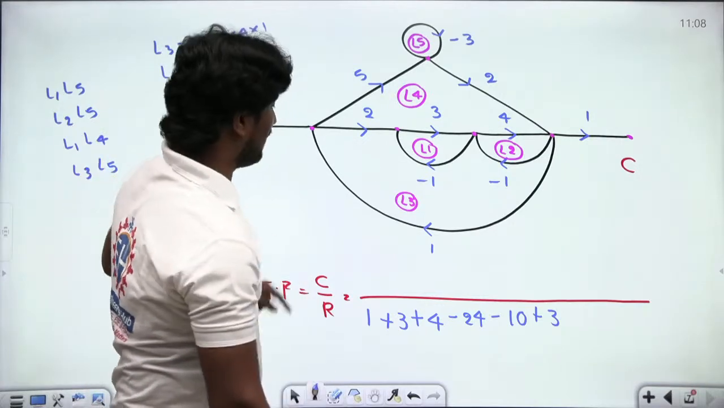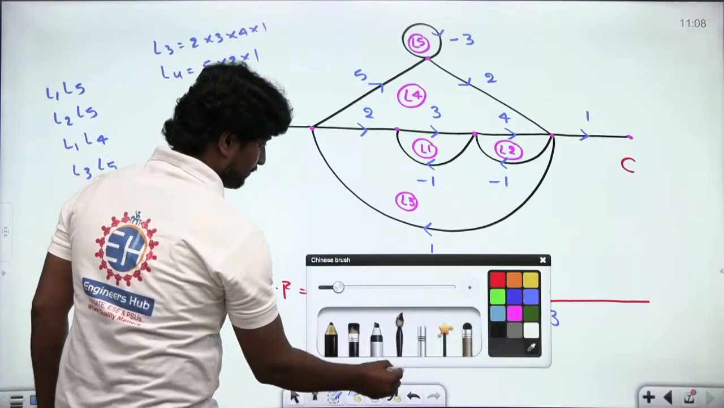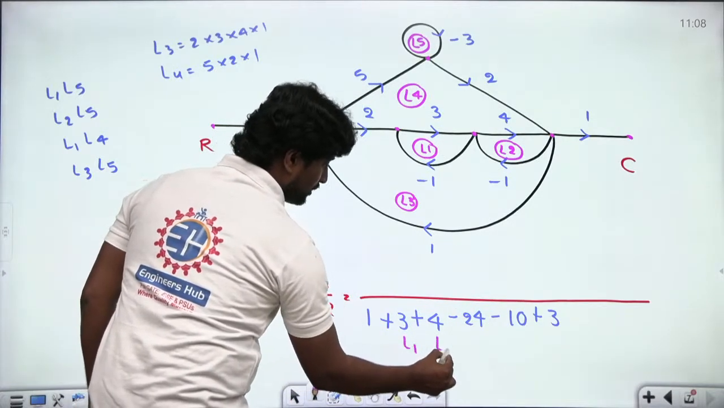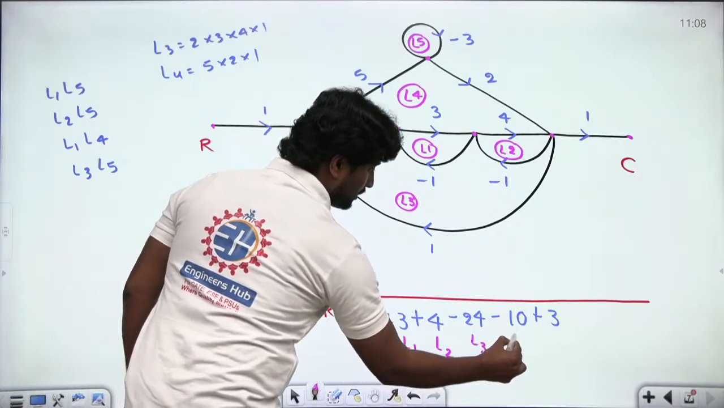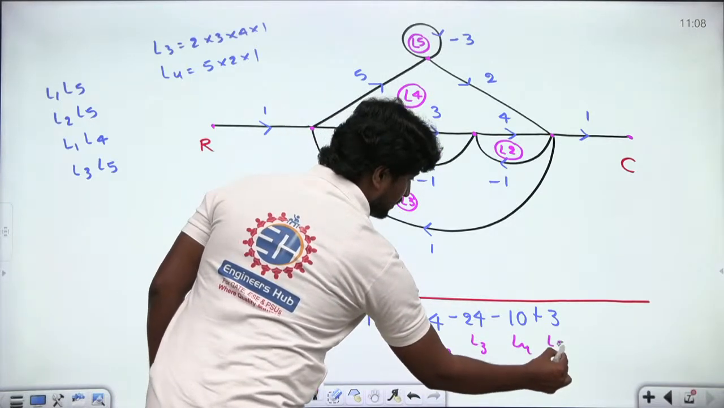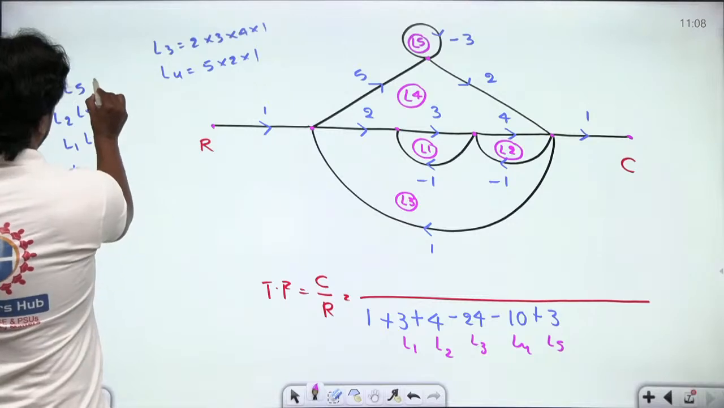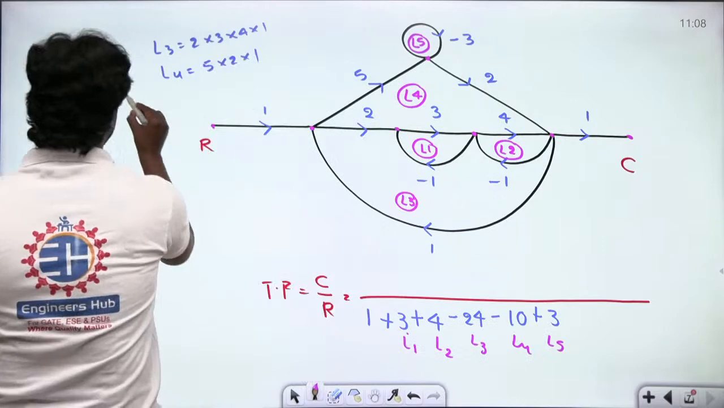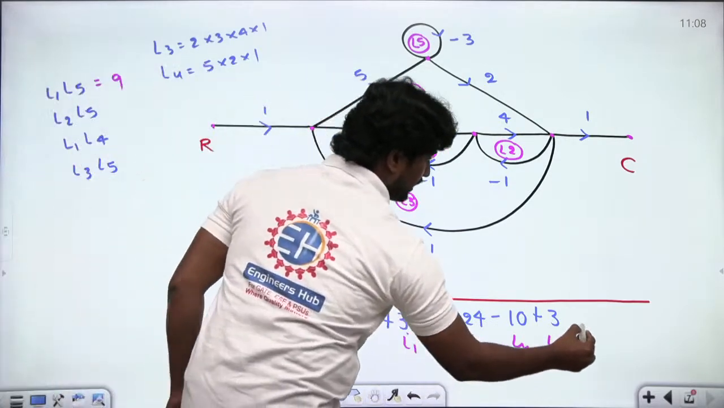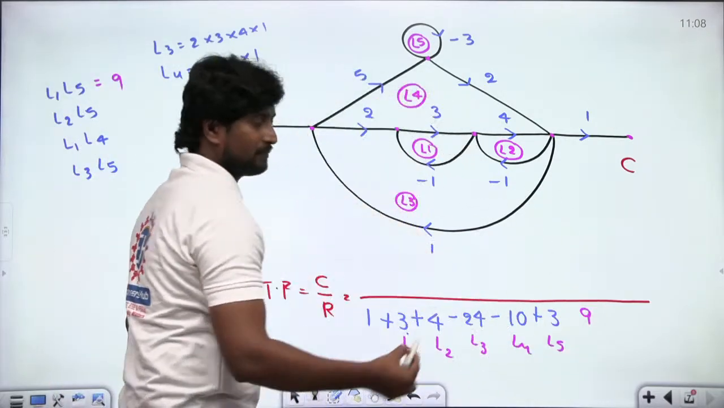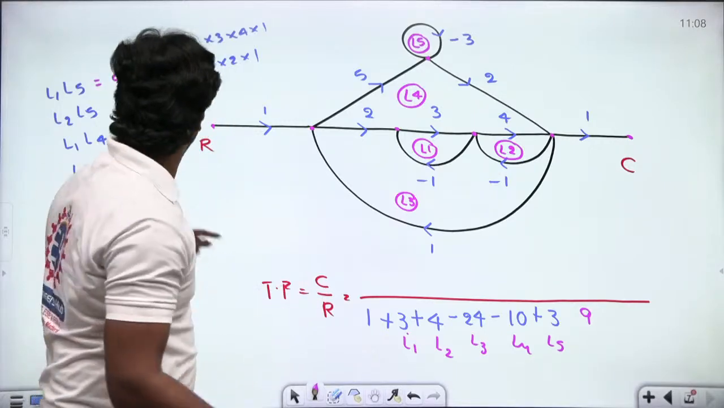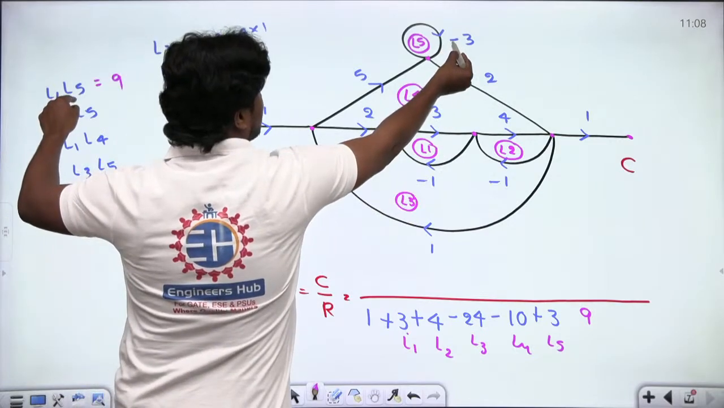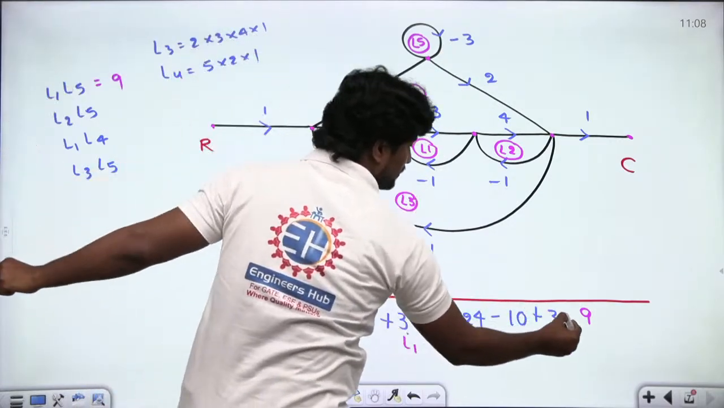So submit all the values. Already we know well: this is the loop 1 result, this is the loop 2 result, this is the loop 3 result, this is the loop 4 result, and this is the loop 5 result. Are you clear? So first one is loop 1, loop 5. Loop 1 is 3 and loop 5 is 3. 3 into 3, 9. Are you clear? What about the sign? Loop 1 sign is negative and loop 5 sign is negative. Negative into negative, plus.